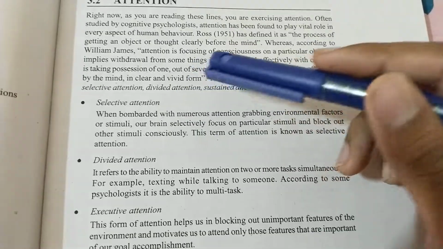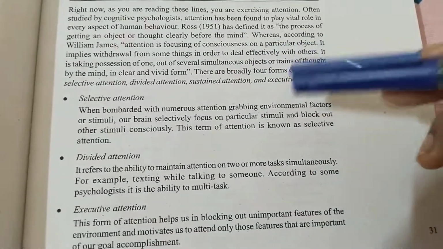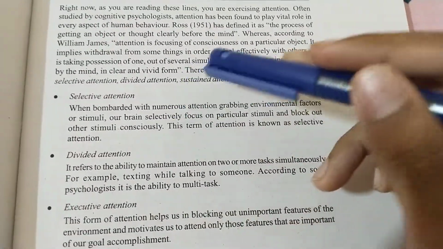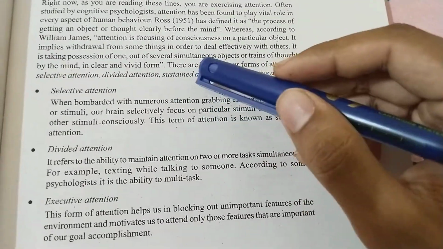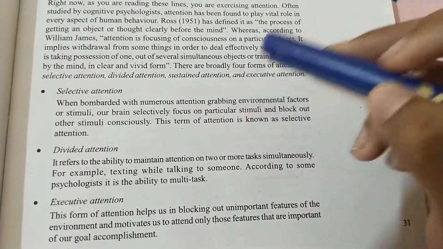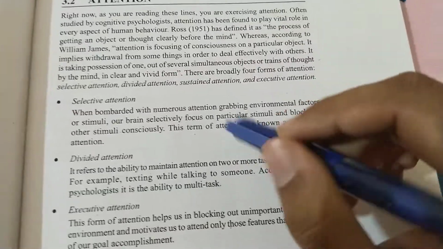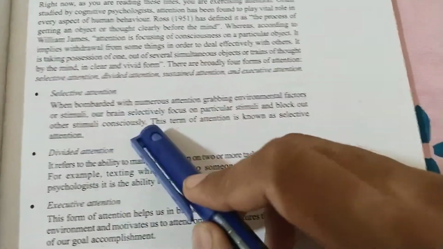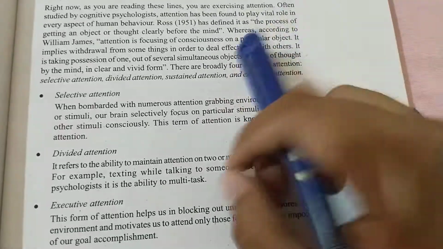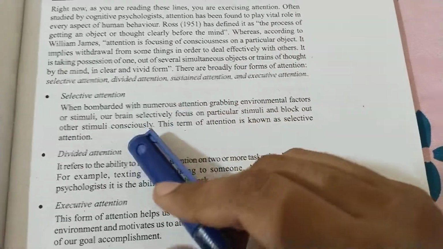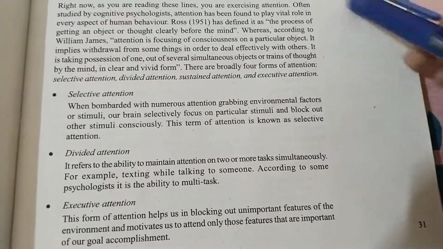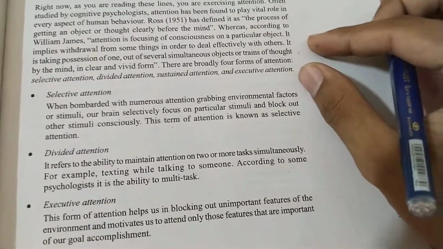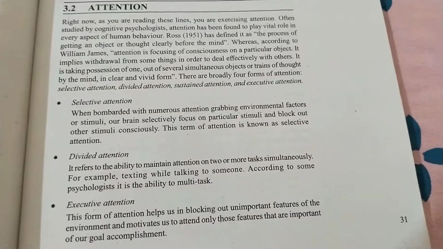Selective attention. When bombarded with numerous attention grabbing environmental factors or stimuli, our brain selectively focuses on particular stimuli and blocks out other stimuli consciously. This form of attention is known as selective attention. So selective attention's main point is what? It is done consciously, not subconsciously. We make it happen. And what they're saying is when you are given several attention grabbing environmental factors, your brain focuses on one factor and discards the other factors.